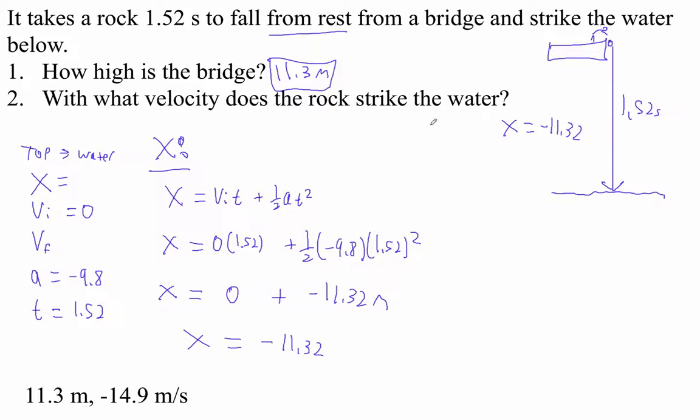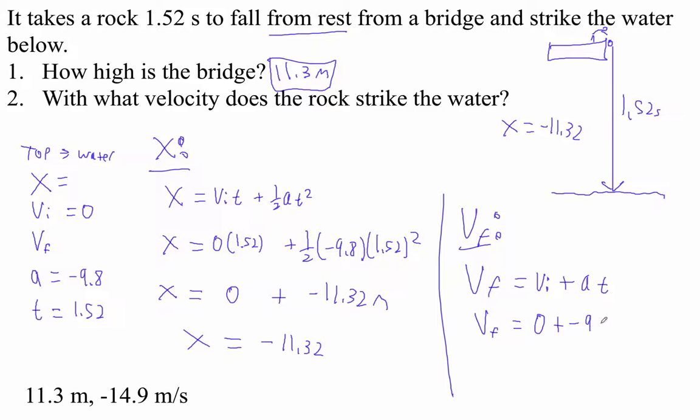Okay. With what velocity does the rock strike the water? I think I'm going to use no x for that. So the final velocity, I'm going to use VF is VI plus AT. So VF is 0 plus negative 9.8 times 1.52. All right. And I get that the final velocity is negative 14.896 meters per second.